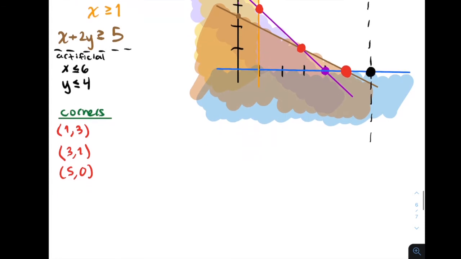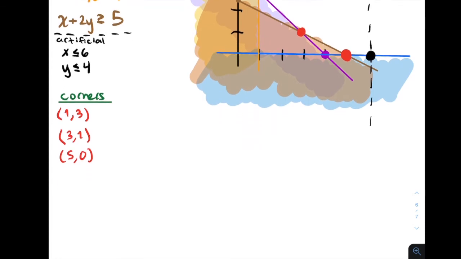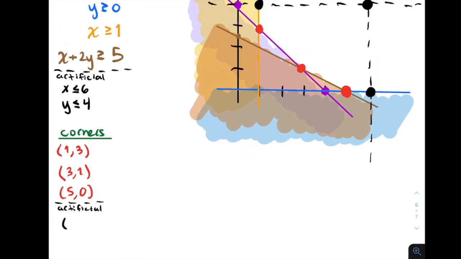Here our artificial corners are (6, 0), (0, 4), and (6, 4). By choosing horizontal and vertical artificial constraints, finding those new corners is especially easy.